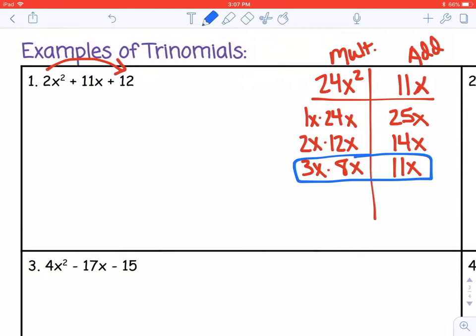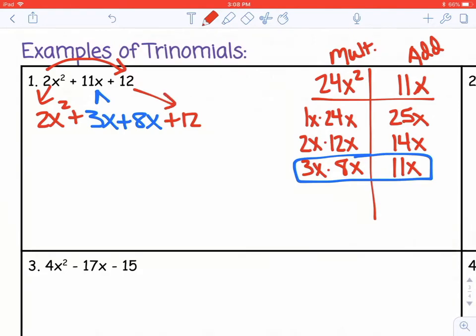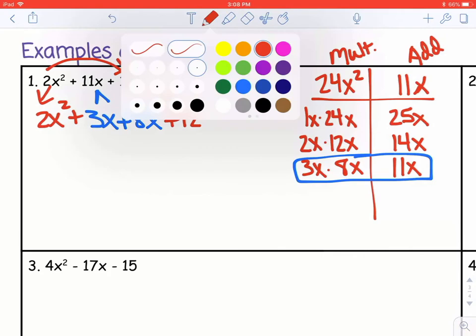And we're going to bring them over here and we're going to replace the middle term with those two new terms that equal 11x. Then bring down the 2x squared that was your first term and bring down the 12 that was your last term. They stay the same for now. And now what we need to do is group, and do this by grouping for the rest of the problem.